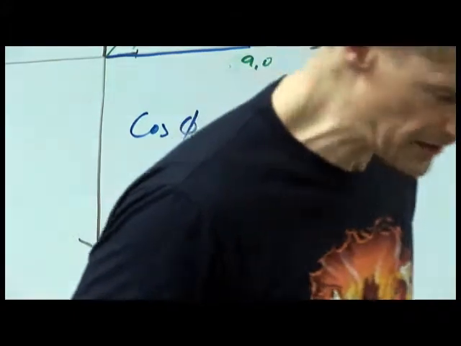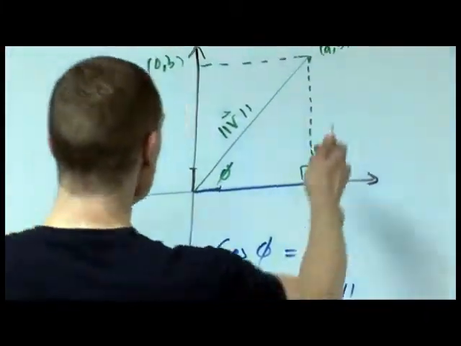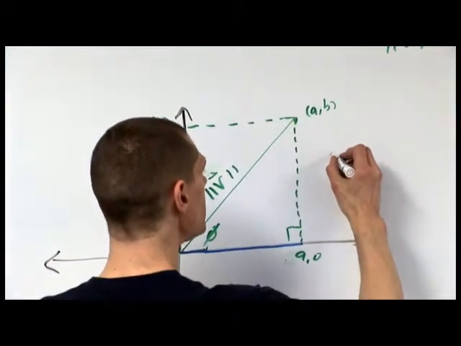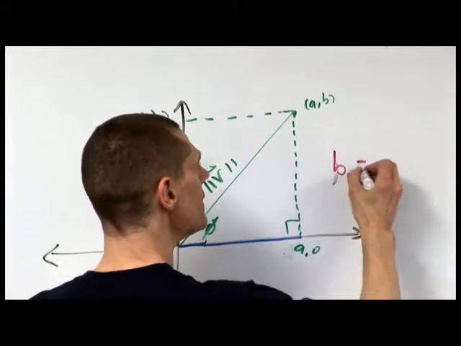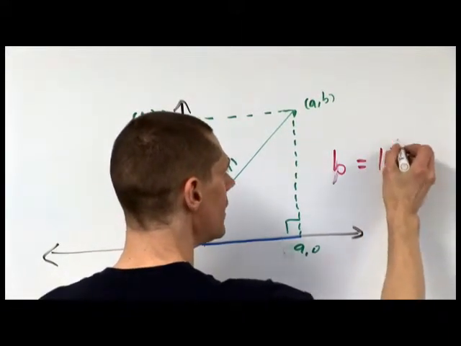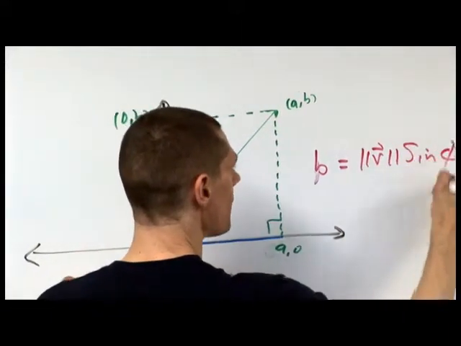Similarly, b, and I ran out of room, and I need a new color. We got green ones. b is this chunk here. Hopefully it's clear that since sine theta equals b over the norm of v, b is equal to the norm of v times sine theta.